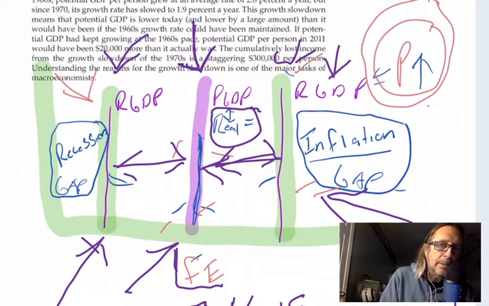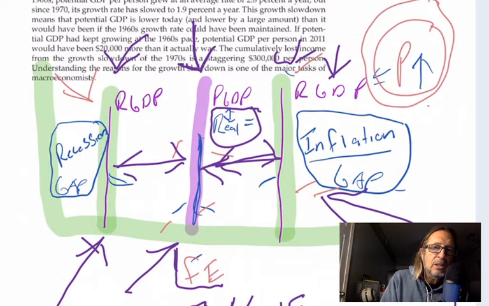Now what happens, and we'll get into more detail on this as the semester goes along, is that real GDP fluctuates around the potential. So sometimes real GDP is less than potential GDP, and other times real GDP is more than the potential. When the real GDP is higher than the potential, we have an inflationary gap. When the real GDP is lower than potential GDP, we're going to have a recessionary gap.